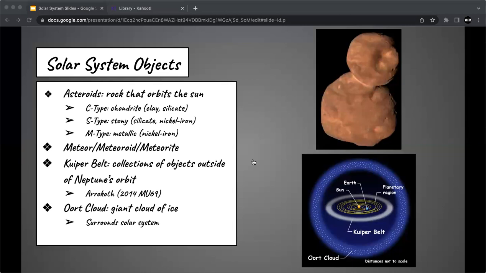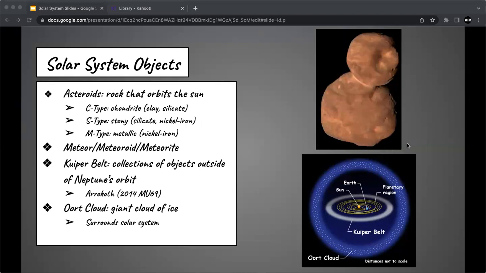So now let's cover some other solar system objects that aren't planets. So first we have asteroids. These are just rocks that orbit the sun, and they're mainly found in the asteroid belt, which is between Mars and Jupiter. The main types are C-type, which is chondrite, which are like clay and silicate. We have S-type, which is stony, and M-type, which is metallic. C-type is the most common.